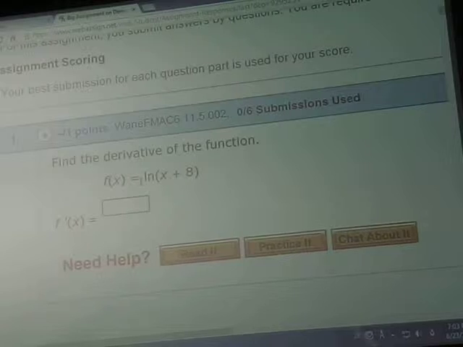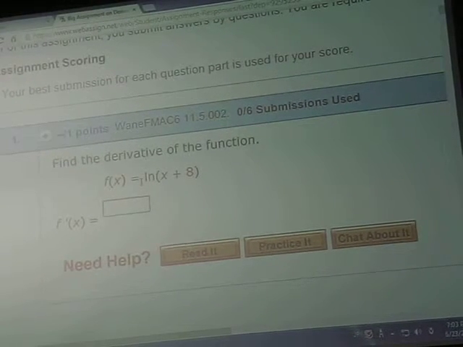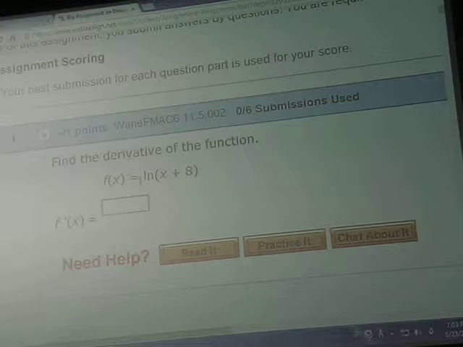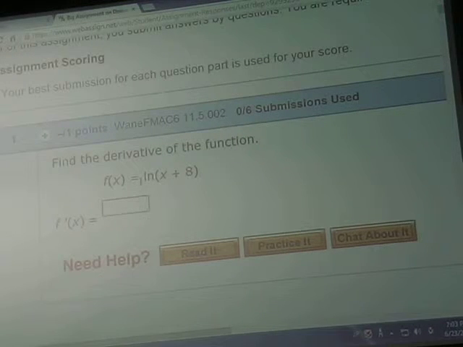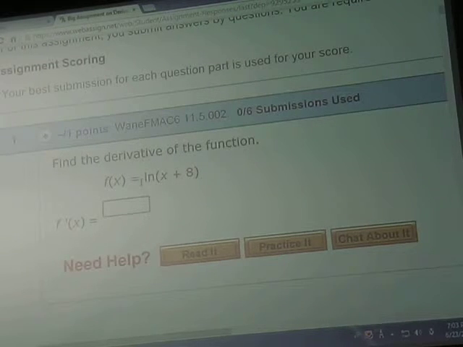Okay, can we do it? Can we try now? Everyone get an answer? Okay, what's the outside function in this problem? What is it? ln of x, right? And what's the inside function?